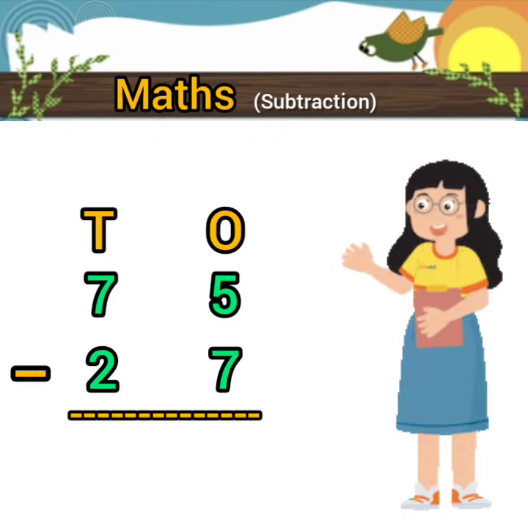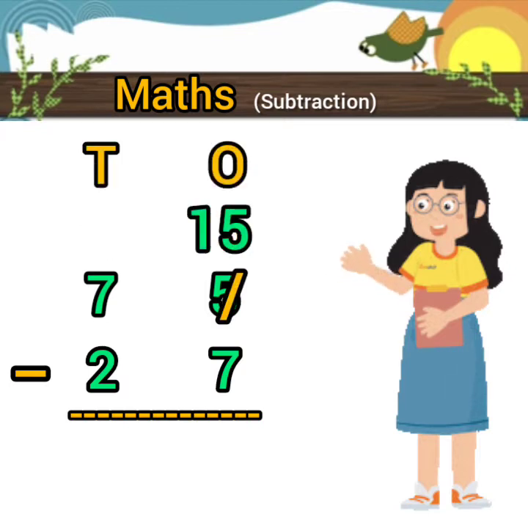So now children, is it possible to take away 7 from 5? No, it is not possible. So what will we do? We will cut the 5 and write 15. Why are we writing 15? We are borrowing 1 ten from the 7 tens. So it becomes 15. And I have taken away 1 ten from the 7 tens. So now I will just write 6 tens.